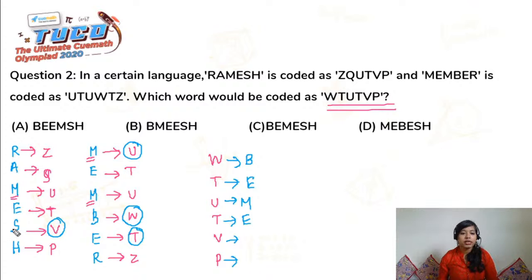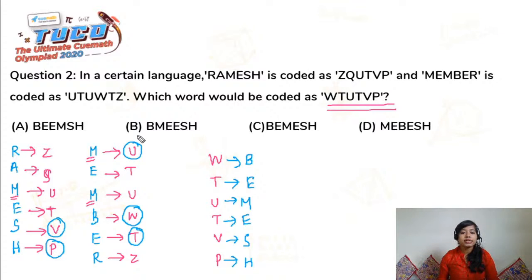We do have V here. V is coded as S, and P, do we have P here? Yes, we do have. So P is nothing but H. So as I told, this is the coded version, WTUTVP. That's the reason I've written it with pink color.